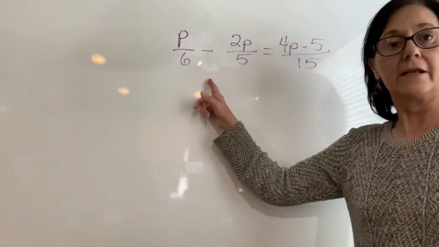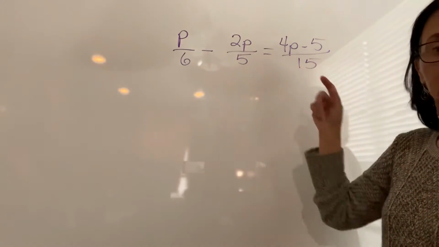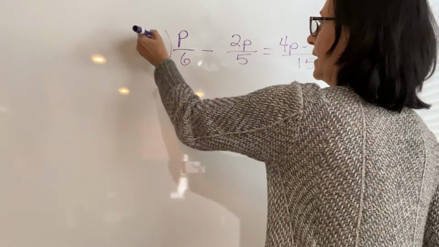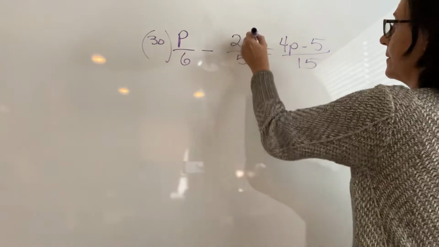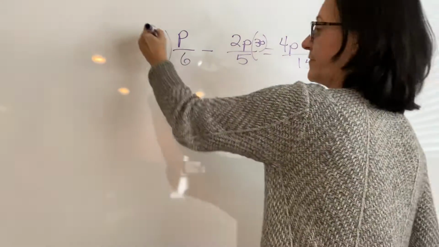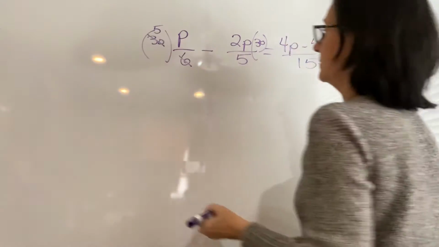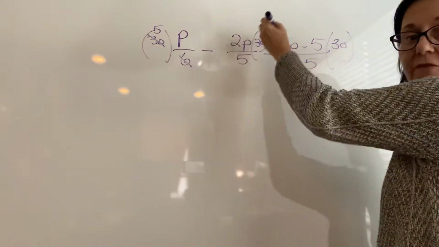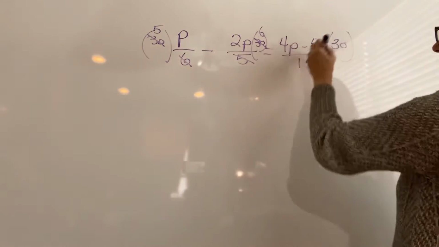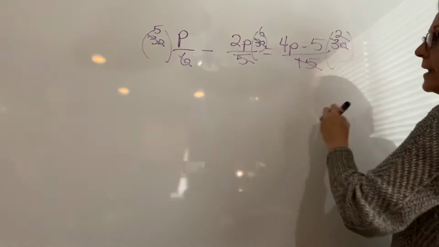I look at my denominators and ask myself, what is the smallest number that all three of these go into? And it's 30. So I'm going to multiply every term by 30, but before I multiply, I will simplify. So I simplify the 6 and the 30. 6 goes into 6, 1, into 30, 5. I simplify the 5 and the 30. 5 goes into 5, 1, into 30, 6. 15 and 30. 15 goes into 15, 1, into 30 twice.